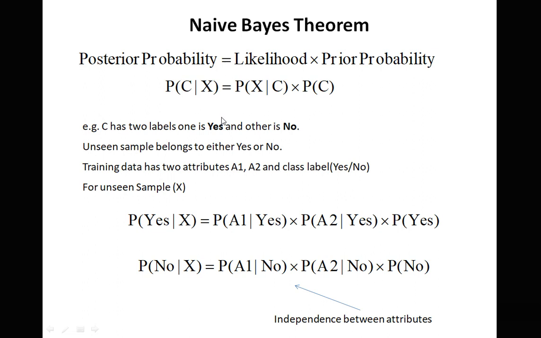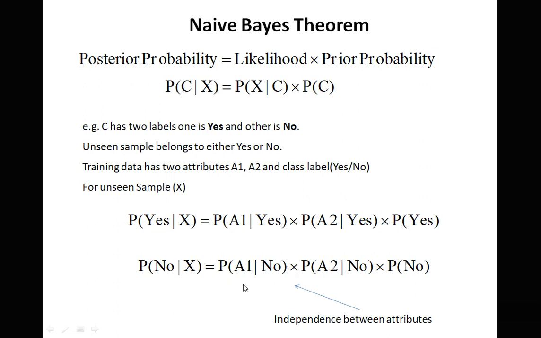Now just see in this formula, C is our final class label having the two values yes and no. X is unseen sample. In our table, two attributes are there, A1 and A2. Now we require to calculate the likelihood. For unseen sample, we are going to calculate two probabilities, one for yes and one for no. Therefore, probability of yes given X is equal to probability of A1 given yes into probability of A2 given yes into probability of yes. So these first two terms are the likelihood and the last term is the prior probability.